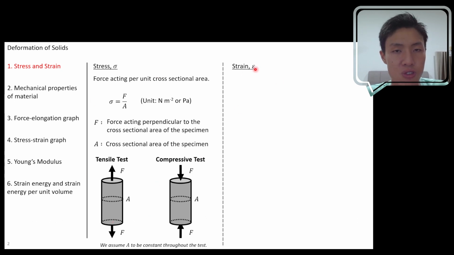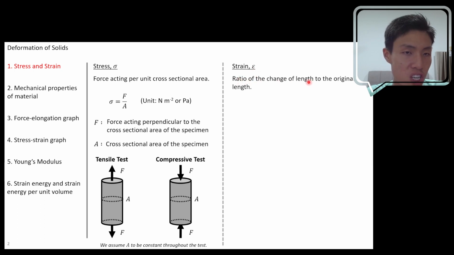Let's move on to strain. Strain is represented by the symbol epsilon. This symbol here represents epsilon. It's the ratio of the change of length to the original length. Ratio means that there's a divide in your equation. Your change of length is represented by delta L, whereas original length is represented by L naught.